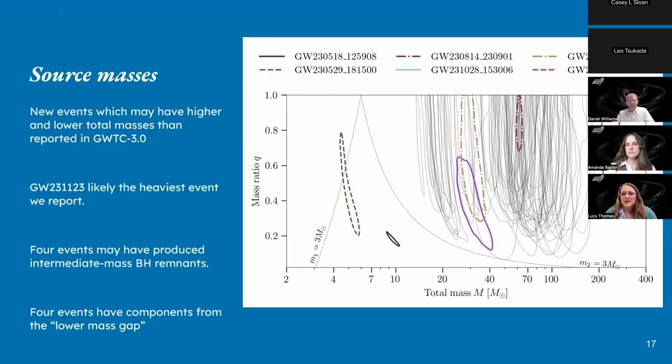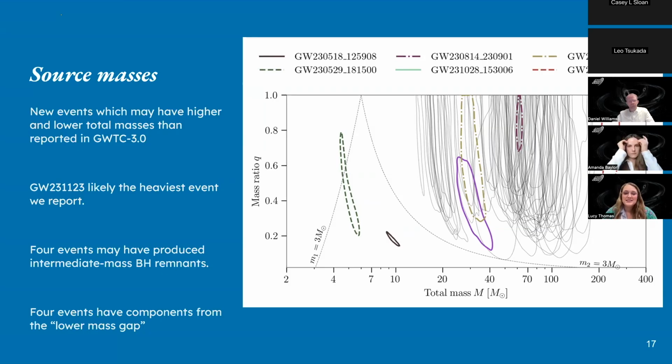And GW231123, as Amanda said, is likely the heaviest event that we report. And you can see on the right-hand side, that red dashed blob is GW231123. Again, I should say that these are all the mixed samples. We also have 4 events that may have produced an intermediate mass black hole remnant, where the final mass is greater than 100 solar masses at 90% probability.